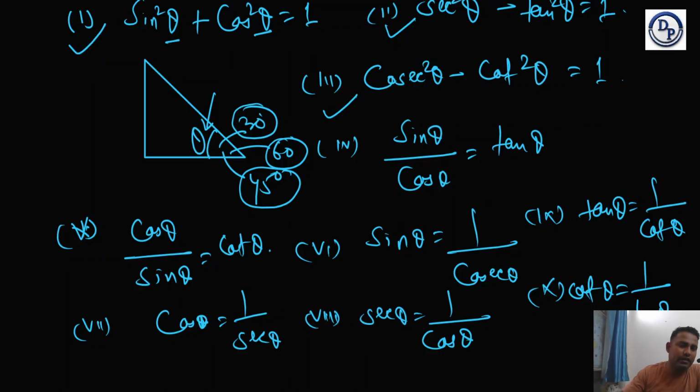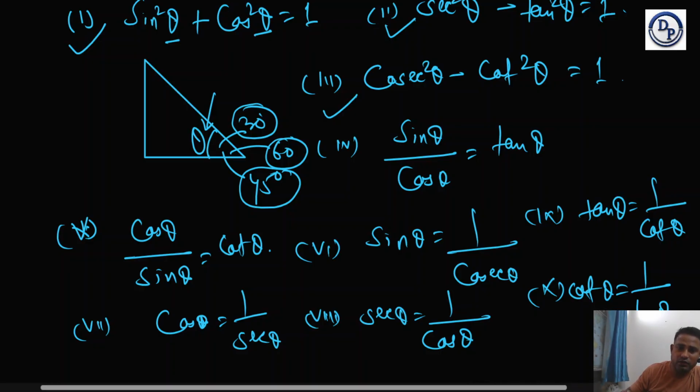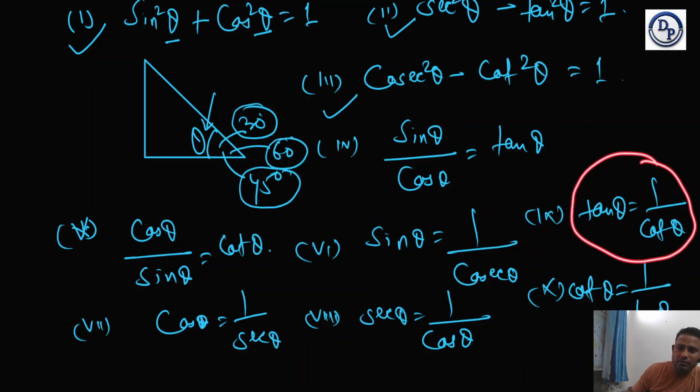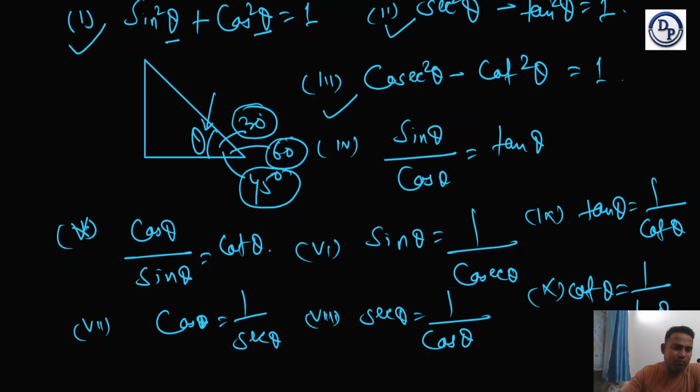Starting from the first, sin square theta plus cos square theta equals to 1, and sec square theta minus tan square theta equals to 1. And the third one is cosec square theta minus cot square theta equals to 1. And the fourth one is sin theta by cos theta equals to tan theta. Similarly, cos theta by sin theta equals to cot theta. And the next one is sin theta is the reciprocal of cosec theta, and cosec theta is the reciprocal of sin theta. Similarly, tan theta is the reciprocal of cot theta, and cot theta is the reciprocal of tan theta. And similarly, cos theta is the reciprocal of sec theta, and sec theta is the reciprocal of cos theta.